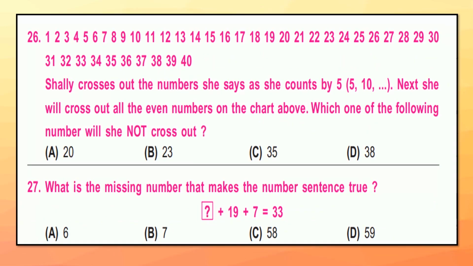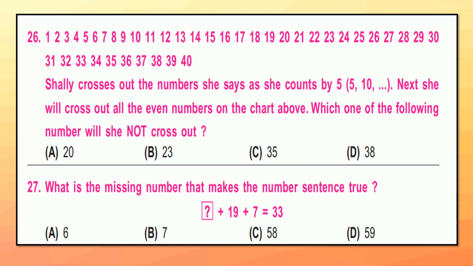Question number 26. 1, 2, 3, 4, 5, 6. It goes on till number 40. Shali crosses out the number she says as she counts by 5, 10 and so on. Next, she will cross out all the even numbers on the chart above. Which one of the following number will she not cross out? So let us now look at the options. Option A, 20. Option B, 23. Option C, 35. Option D, 38.